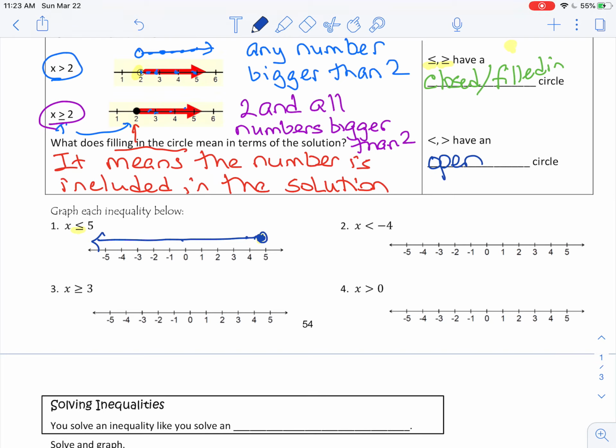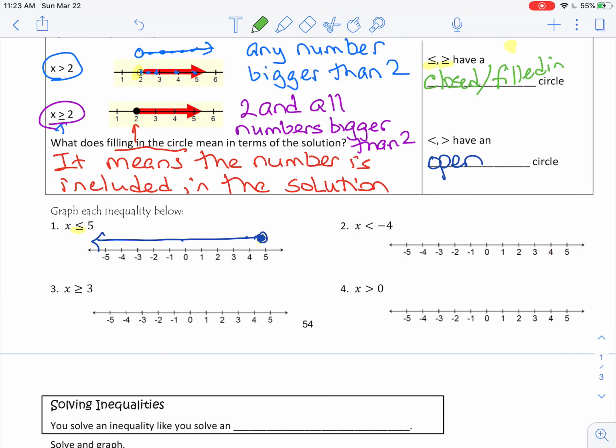Now, technically, when you graph an inequality, it should be right on top of the number line, like it is up here. But in reality, that doesn't work very well. So when we graph above the number line, just like I've just done right there.